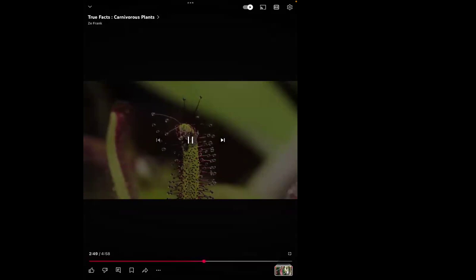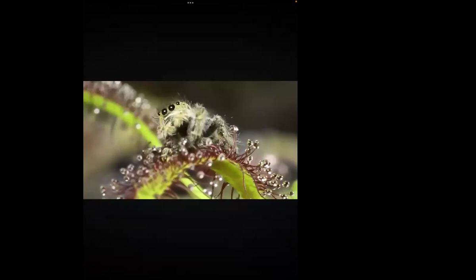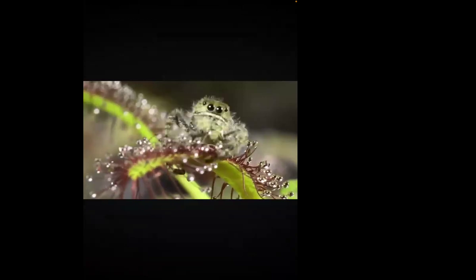In this external stomach, except if you are this spider. This spider does not give a fuck.